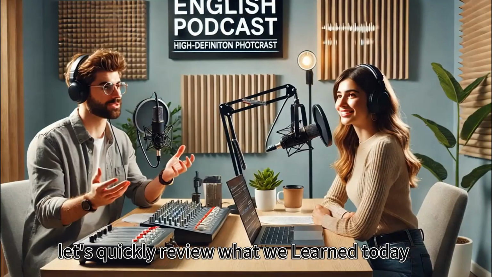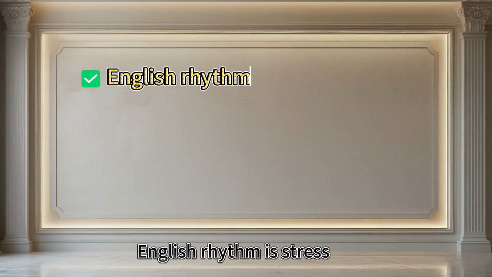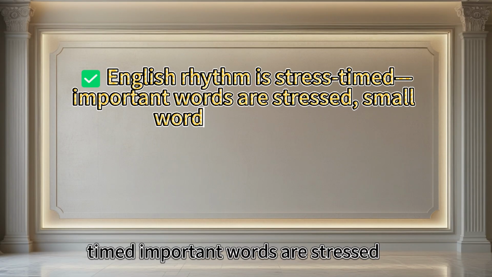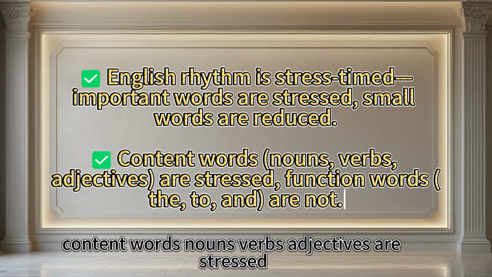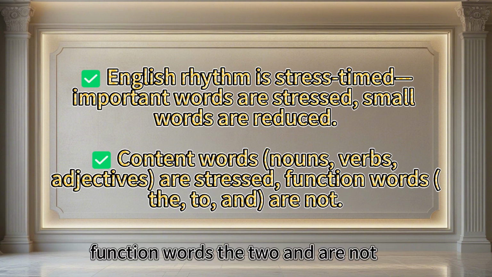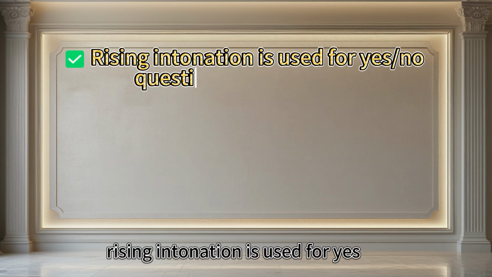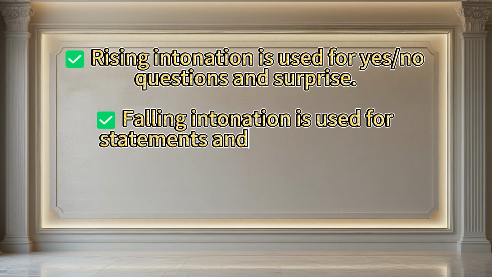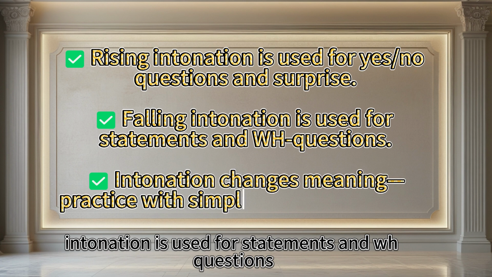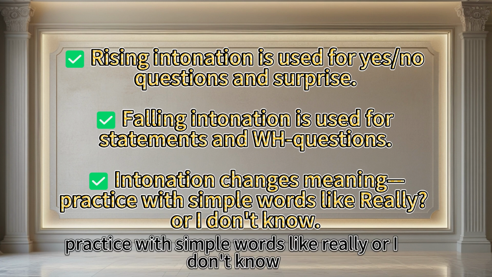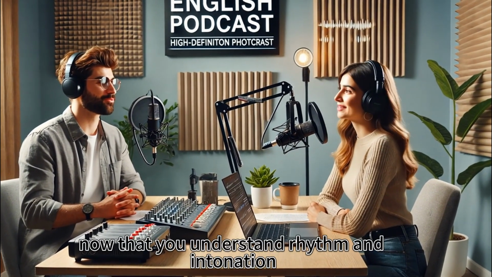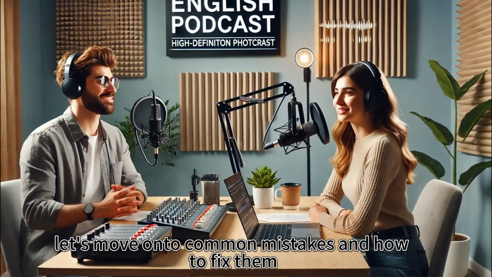Let's quickly review what we learned today. English rhythm is stress-timed. Important words are stressed. Small words are reduced. Content words, nouns, verbs, adjectives, are stressed. Function words, the, to, and, are not. Rising intonation is used for yes/no questions and surprise. Falling intonation is used for statements and WH questions. Intonation changes meaning. Practice with simple words like "really" or "I don't know." Now that you understand rhythm and intonation, let's move on to common mistakes and how to fix them.